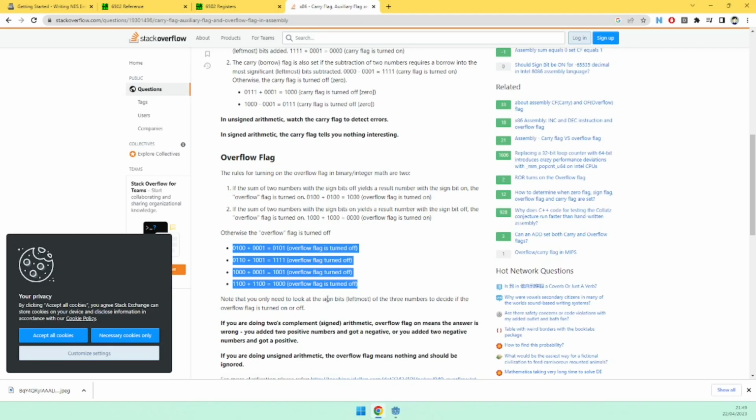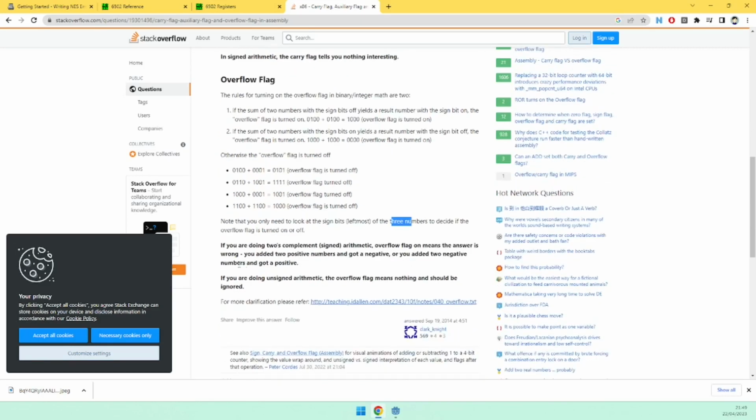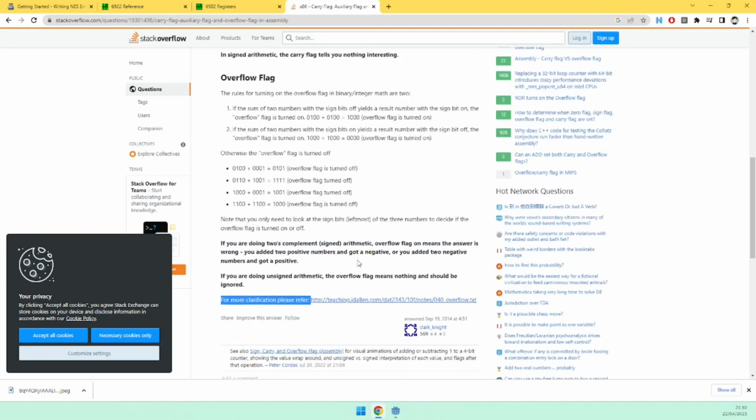Note that you only need to look at the sign bits, the leftmost bits, of the three numbers to decide if the overflow flag is turned on or off. So I need the three numbers. If you're doing two's complement signed arithmetic, overflow flag on means the answer is wrong. You added two positive numbers and got a negative, or you added two negative numbers and got a positive. If you are doing unsigned arithmetic, the overflow flag means nothing and should be ignored. For more clarification, please refer to this.